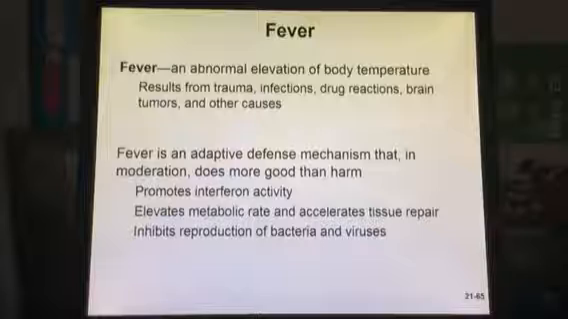So it does promote interferon activity. It helps elevate the metabolic rate, and that moves the blood around and increases the reaction rate, and that accelerates the repair of the tissue. It also stops the reproduction of bacteria and viruses, which is good.